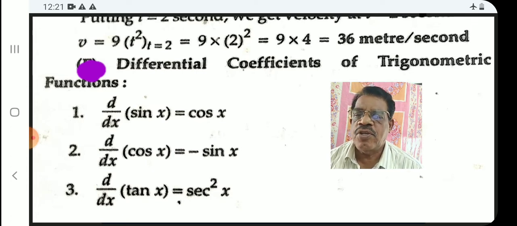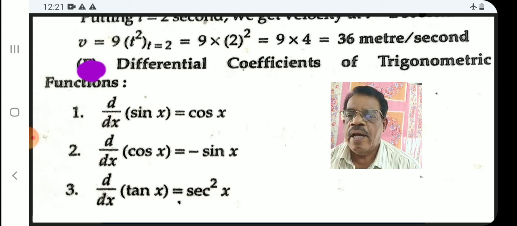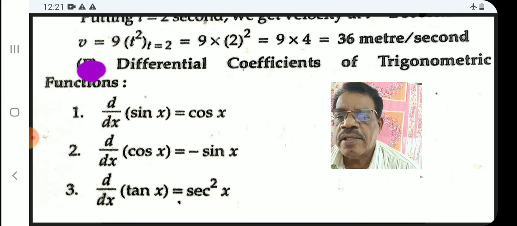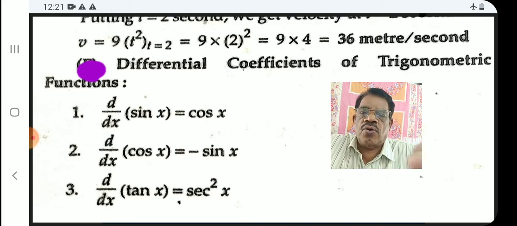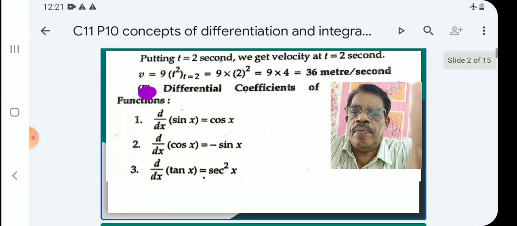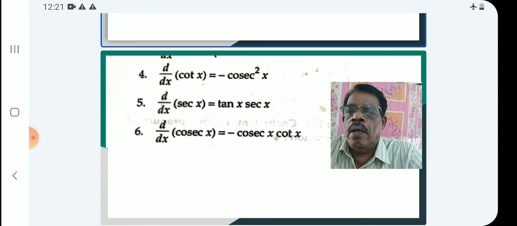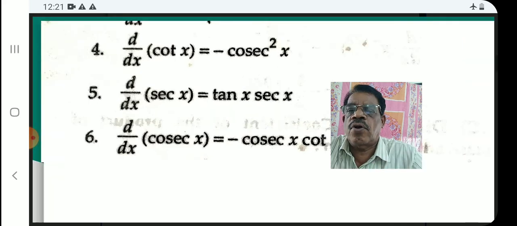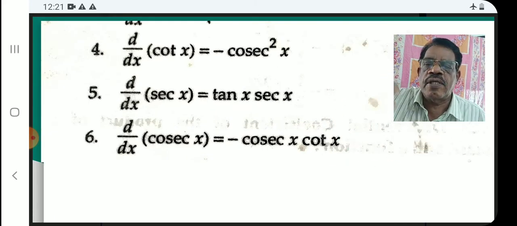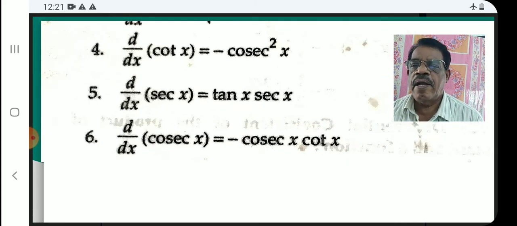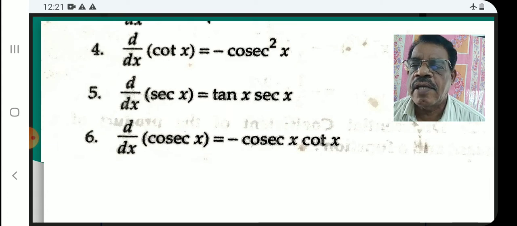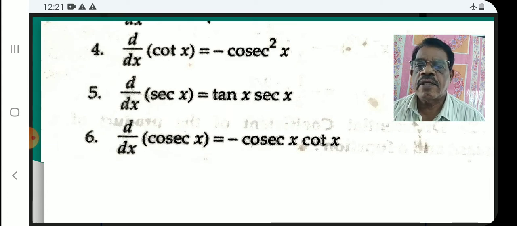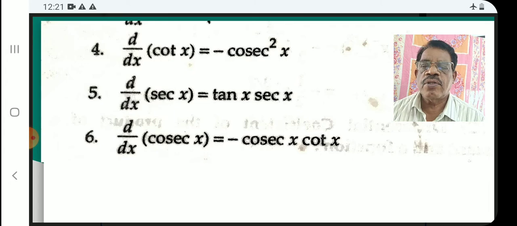d by dx of sin x is cos x. d by dx of cos x is minus sin x. d by dx of tan x is sec square x. d by dx of cot x is equal to minus cosec square x. d by dx of sec x is equal to tan x sec x. d by dx of cosec x is equal to minus cosec x cot x.